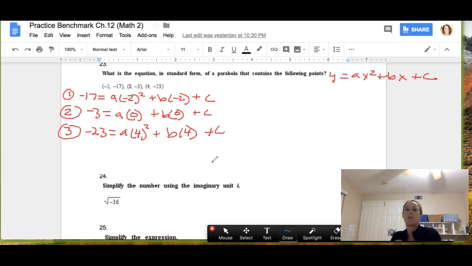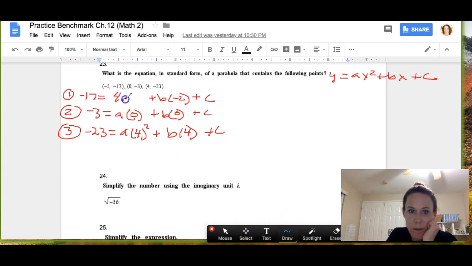All right, so let's simplify these a bit. I'm just going to erase this because I am going to run out of room. Negative 2 squared will become 4. So this is 4a. Let's write it as 4a because a4 looks weird.